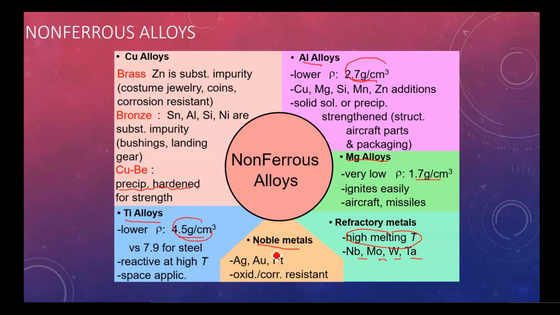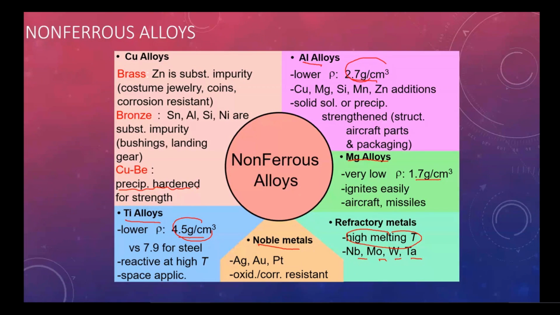And then you have noble metals such as silver, gold, platinum. They are oxidation and corrosion resistant. They have specific applications, and they are expensive as they have noble characteristics to them. So why are they classified as noble? Because they are corrosion resistant.